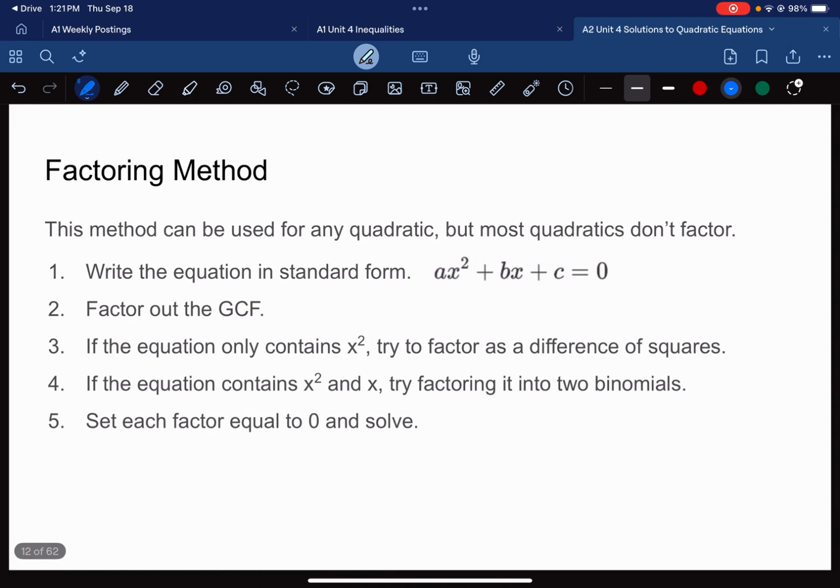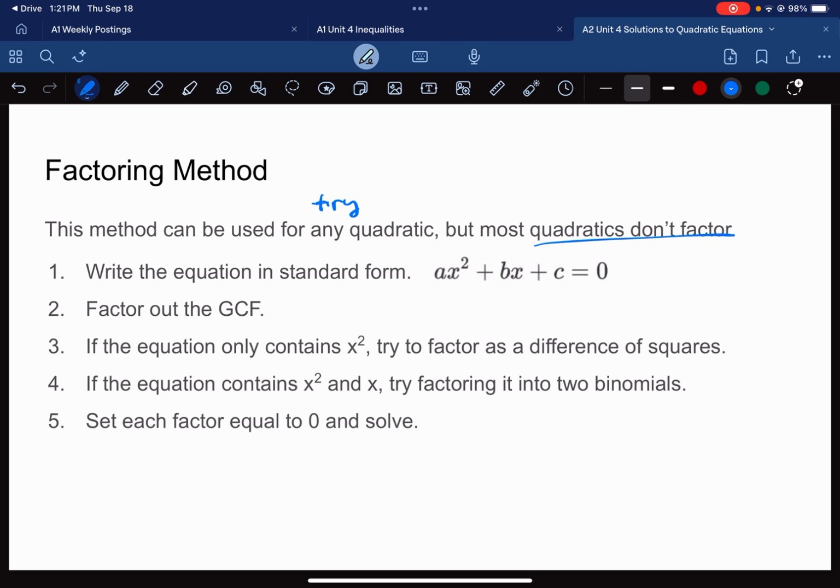All right, the factoring method. Well, hopefully you remember how to factor. So now this is going to be used, we're going to try to factor everyone, right? But most quadratics don't factor, let's face it, right?